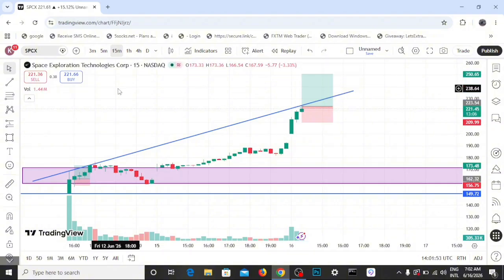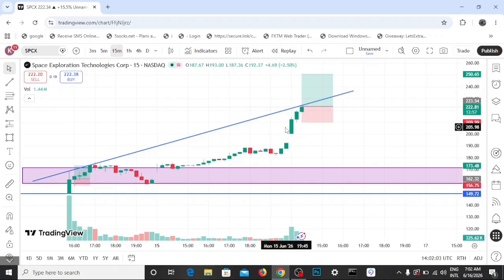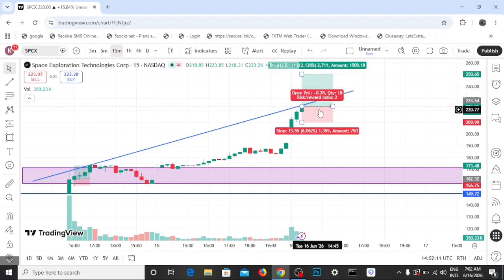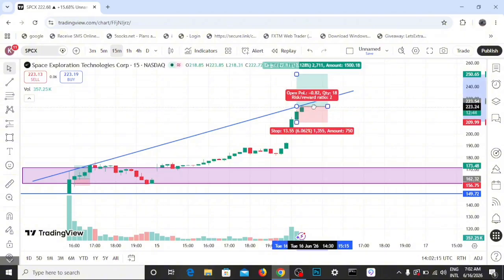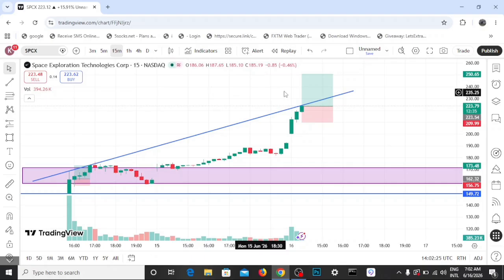You can see my trend now. It's bullish. So you need to follow the trend. Okay. So it's actually bullish right now. It's more likely to just keep rising. So we're doing now 1 to 2 risk to reward ratio. I'm going long on this trade. Okay. So this is basically how you want to start trading SpaceX.